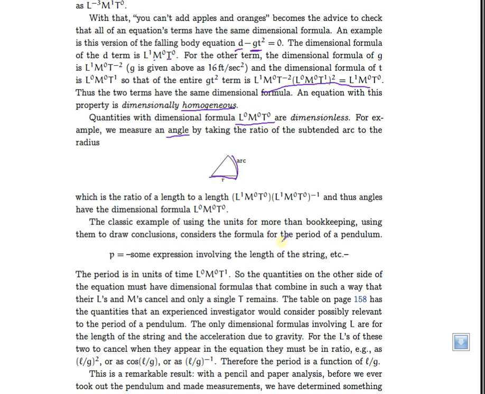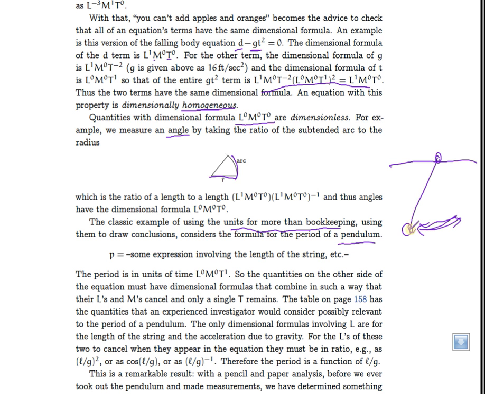Now, we want to use units for something more than bookkeeping. We want to use units to infer formulas for physical quantities. For example, suppose we have a pendulum. Now, you know what a pendulum is. It's something hanging from a roof or from a hook that goes back and forth, like a playground swing.